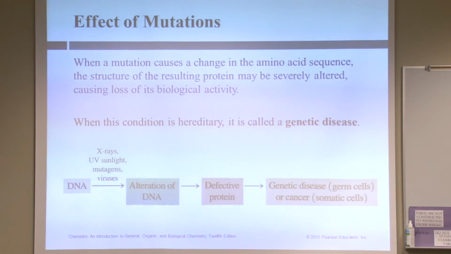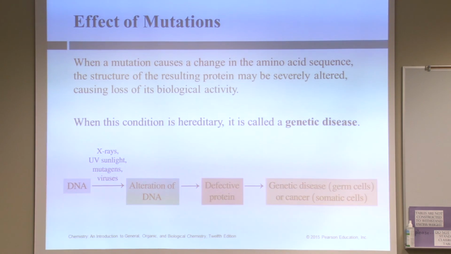So now when a mutation happens, it causes a change in the amino acid sequence, which results in the structure of the protein being altered, sometimes severely altered, losing its biological activity, because proteins are very, very specific to the sequence of amino acids. So if there is a mutation or change in the sequence, it may severely alter the protein, causing loss of biological activity.